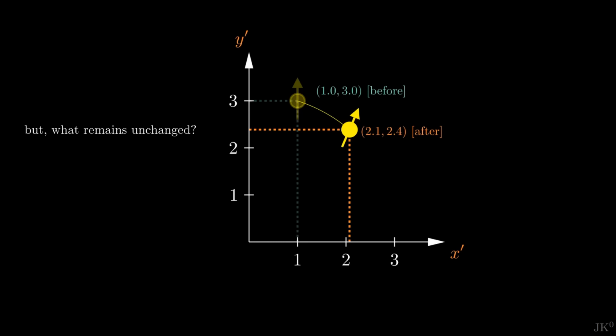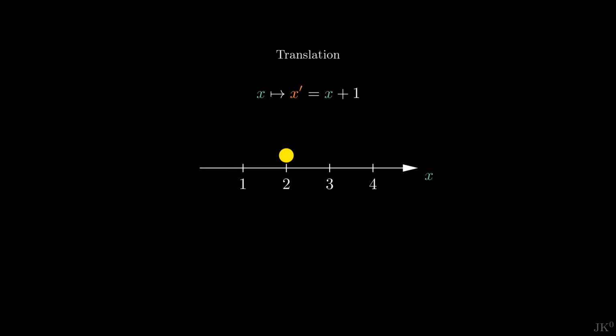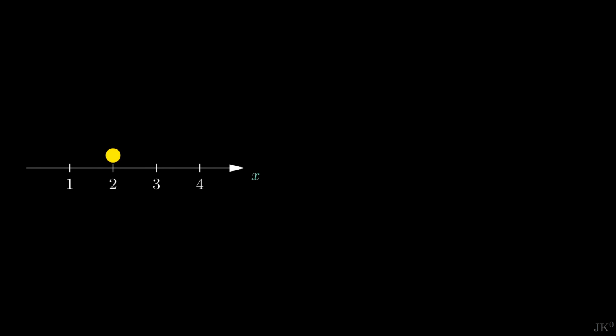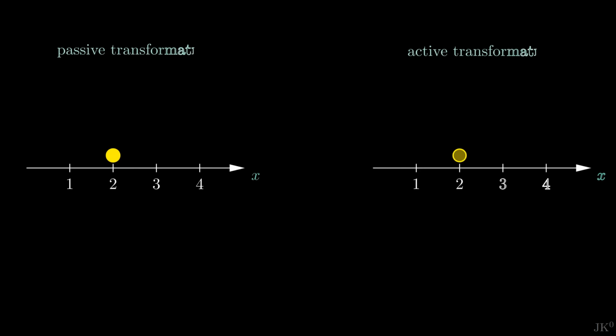To explain this better, let's consider a physical system represented by this yellow circle sitting on this one-dimensional coordinate system. We will apply a simple transformation called translation. In particular, we will transform x into a new coordinate x prime equal to x plus 1. A crucial point is that there are two ways to perform a transformation, referred to as passive and active transformations.